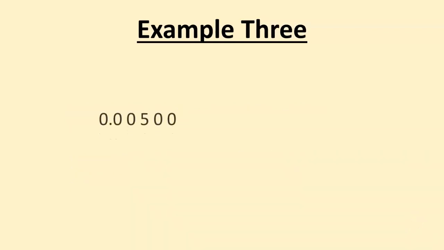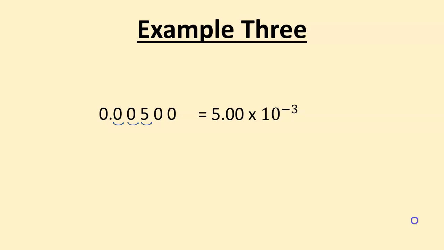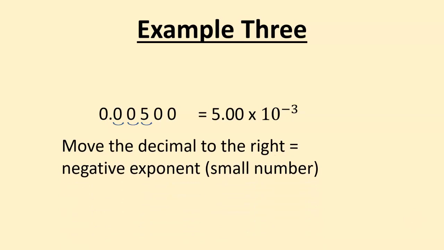So example 3, we're going to do another one, 0.00500. We're going to move this decimal point how many places? 3 places over to the right. And we know that because our coefficient, again, has to fall between 1 and 10. So our answer in scientific notation is 5.00 times 10 to the negative 3. We move the decimal to the right, and we have a negative exponent, which means our answer is a small number.